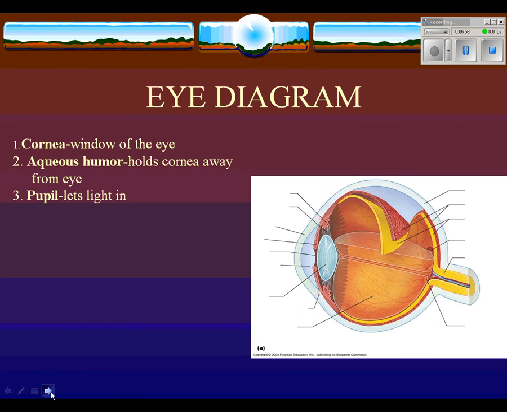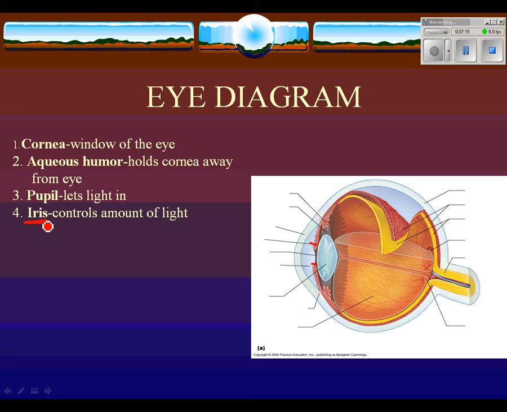Number 3, the pupil. It's one of those things in the body that's just an opening and we have a name for. And all the pupil does is let light in. And you're like, well, I thought my pupil changed sizes. It does change sizes, but it changes sizes because of the iris.